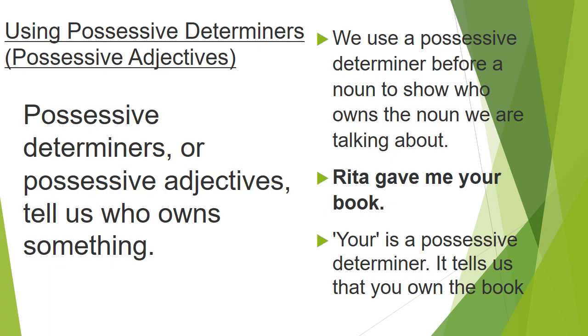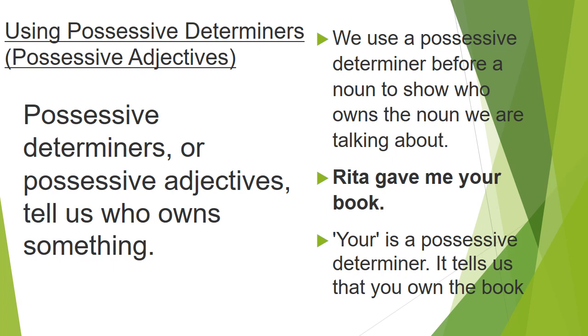Where do we use possessive determiners? Possessive determiners are used before a noun. Why? To show who owns the noun we are talking about. Now let's see this example. Rita gave me your book. Here the word your is a possessive determiner because it tells us that you own the book, your book. It tells about the ownership of the noun, which is book.